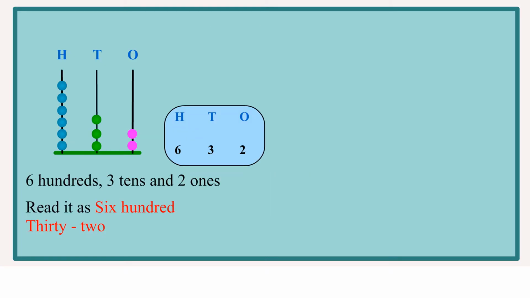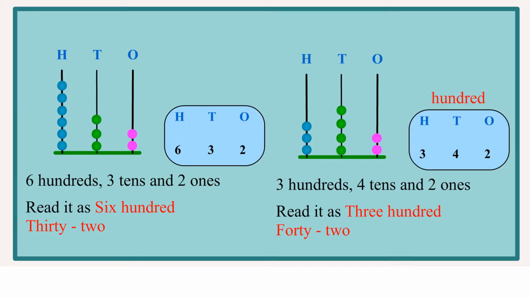6 hundreds, 3 tens and 2 ones. The hundreds is 6, 3, 2. Read it as 632. 3 hundreds, 4 tens and 2 ones. The hundreds is 3, 4, 2. Read it as 342. Mental Maths.